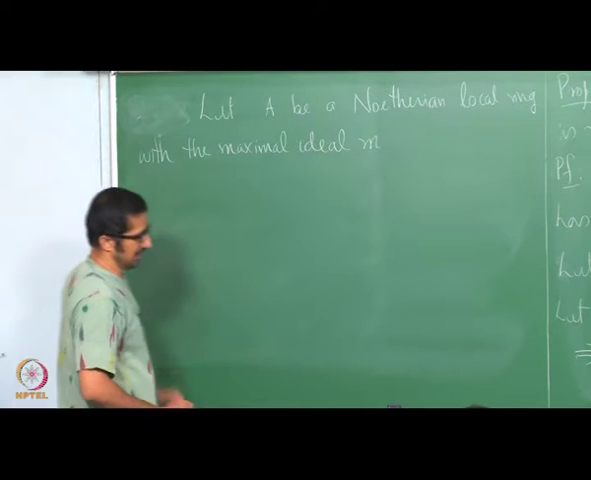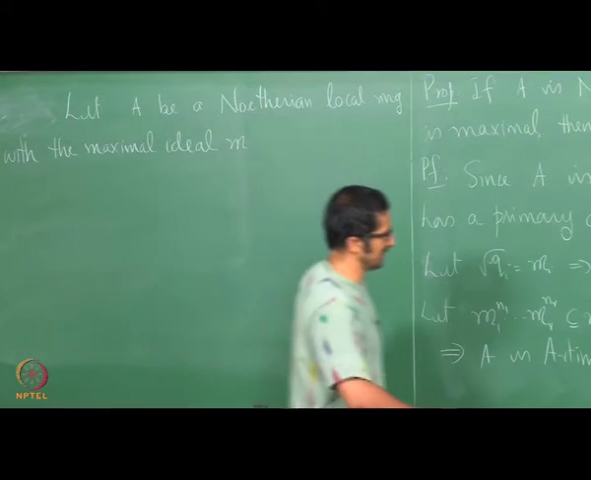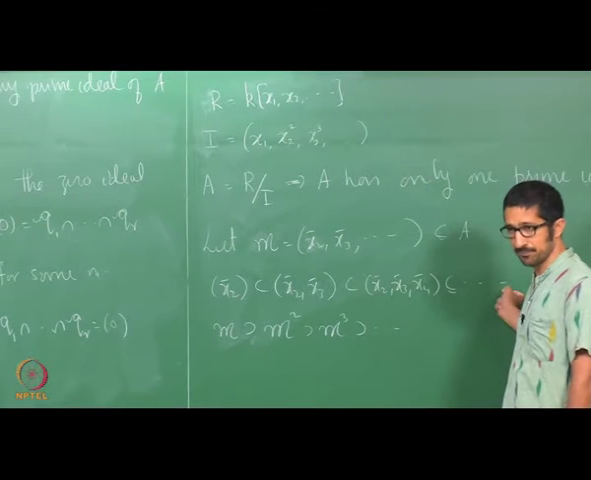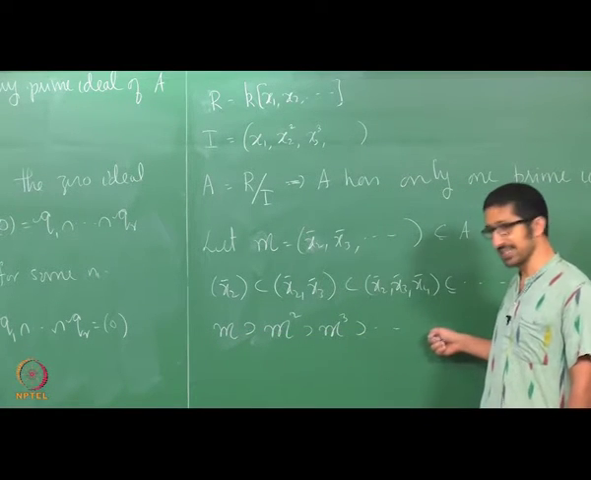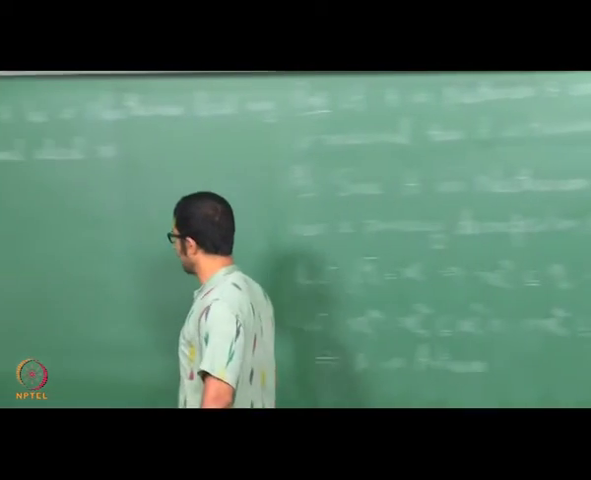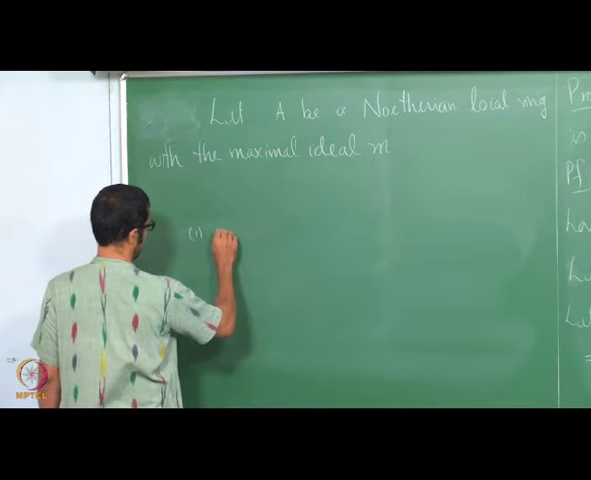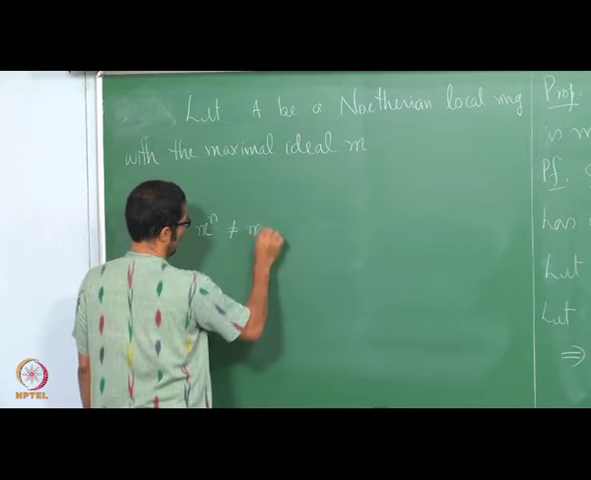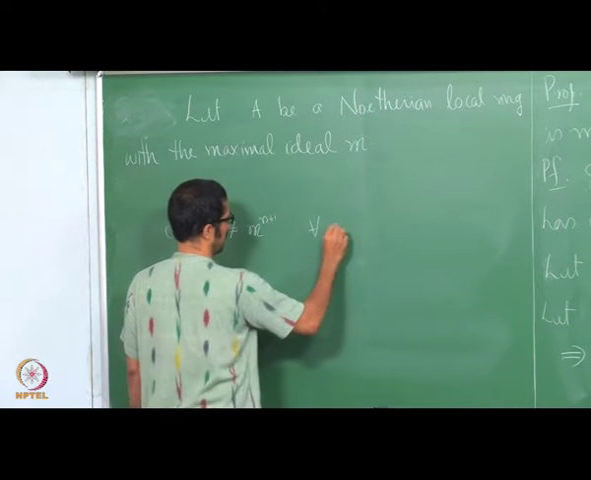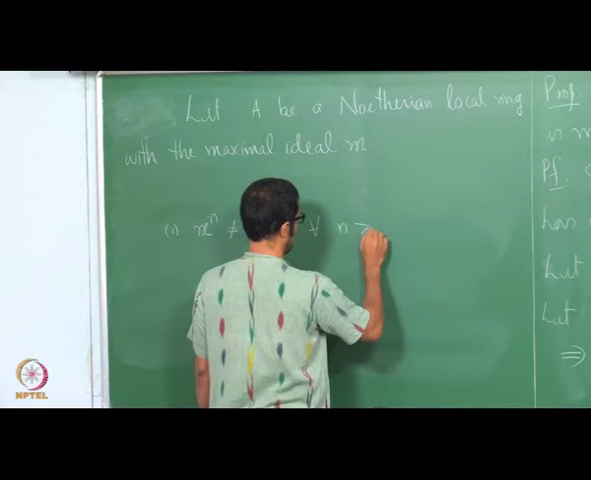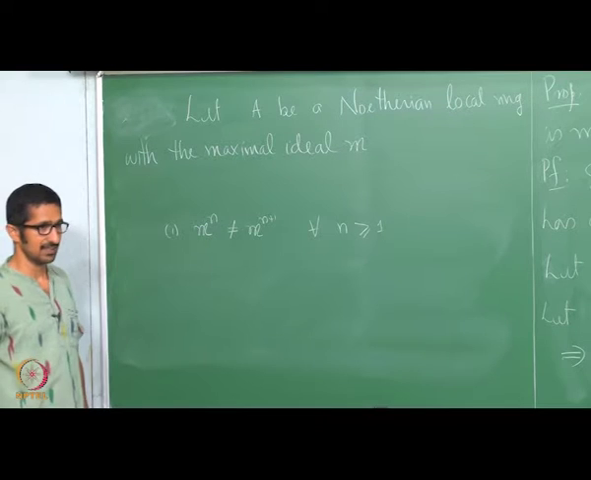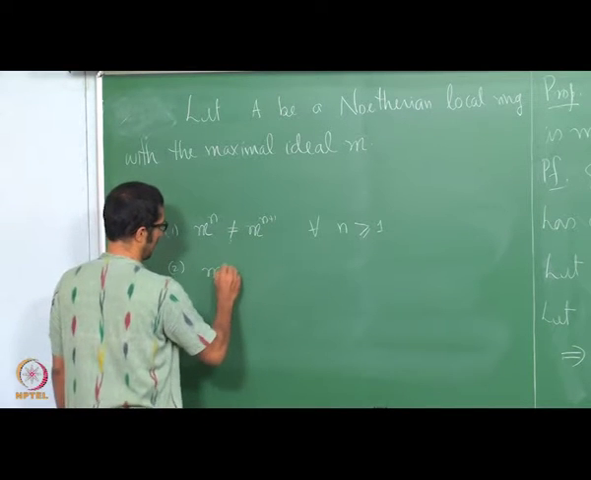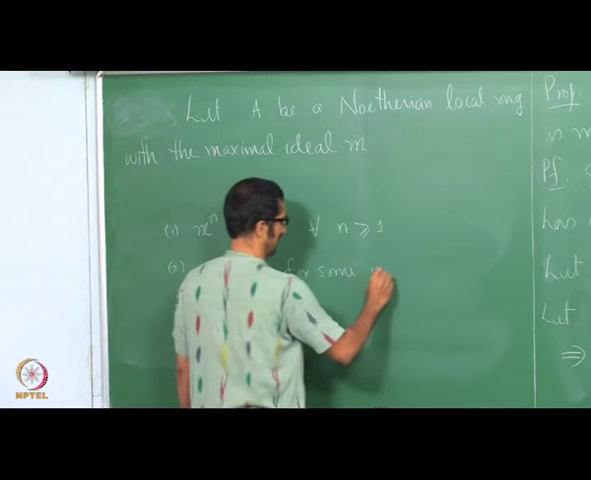See, here the situation is that we have an increasing chain which never terminates and a decreasing chain which never terminates. In a Noetherian ring, there are only two possibilities. One is that m power n is not equal to m power n plus 1 for all n bigger than or equal to 1. Okay. And another option is m power n is 0 for some n.